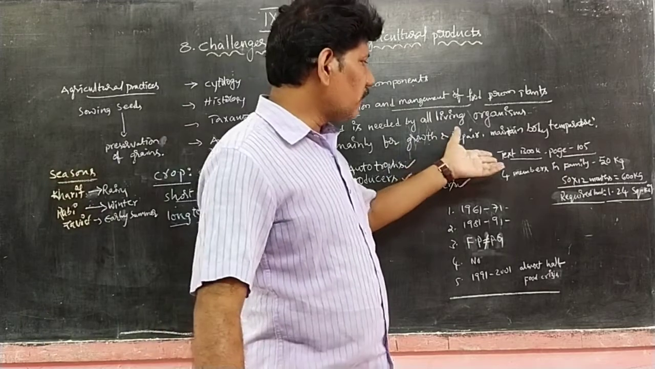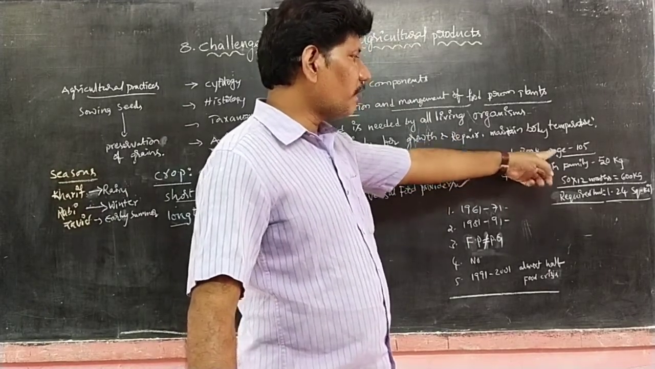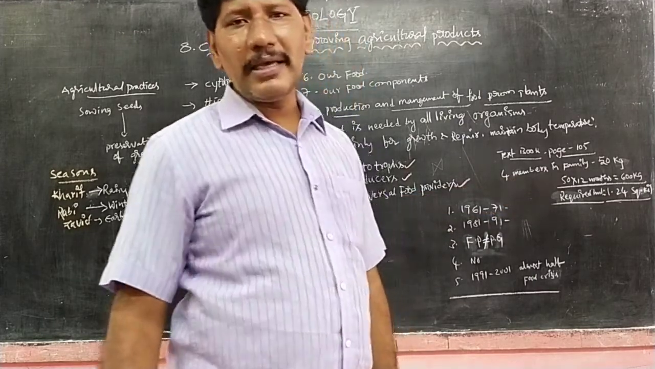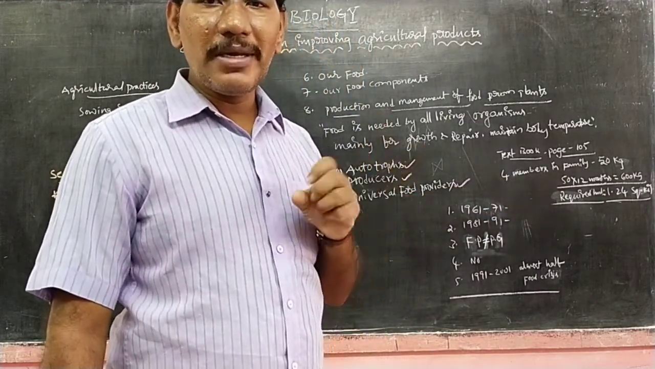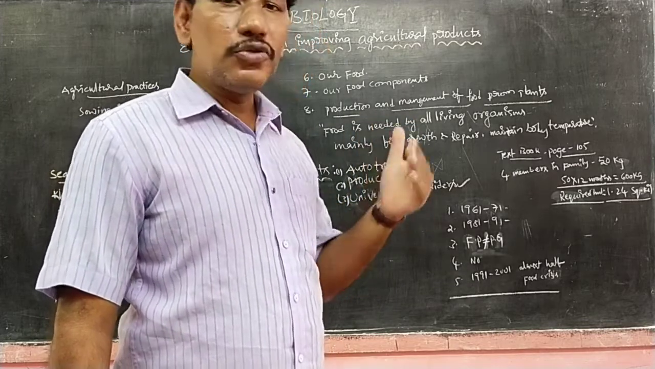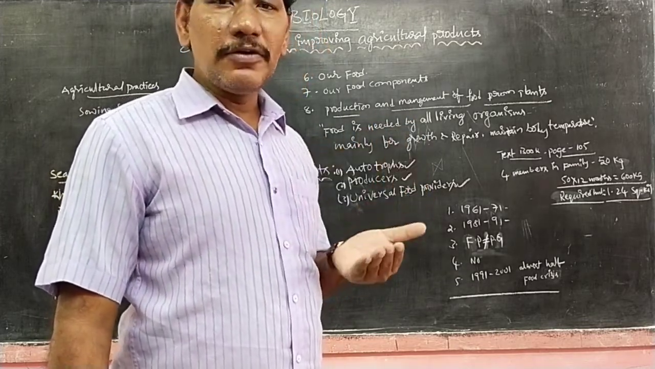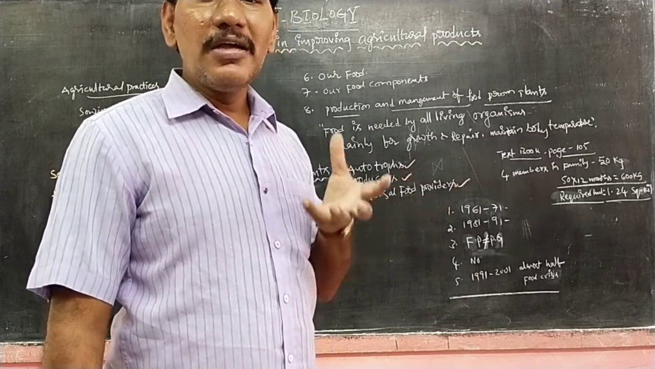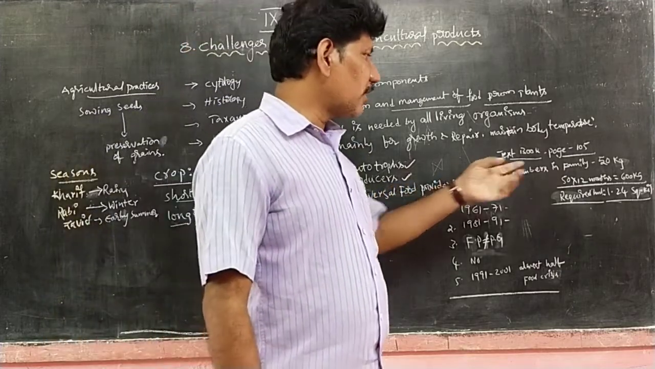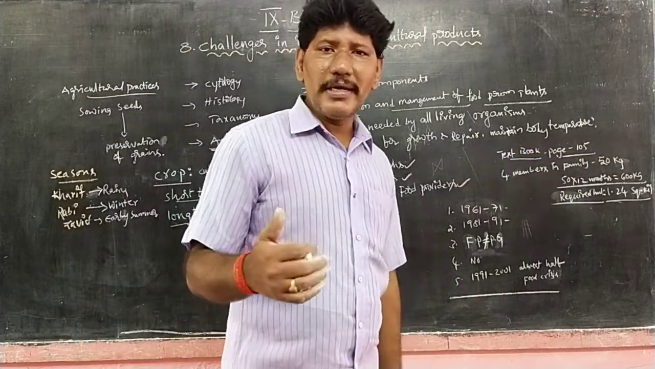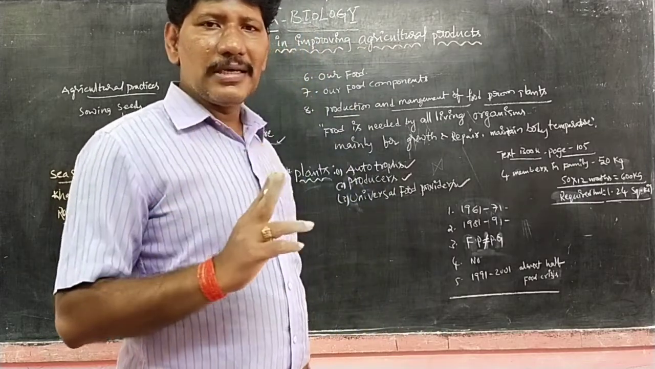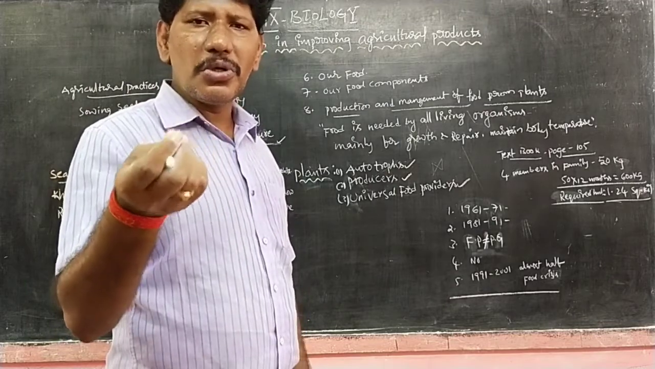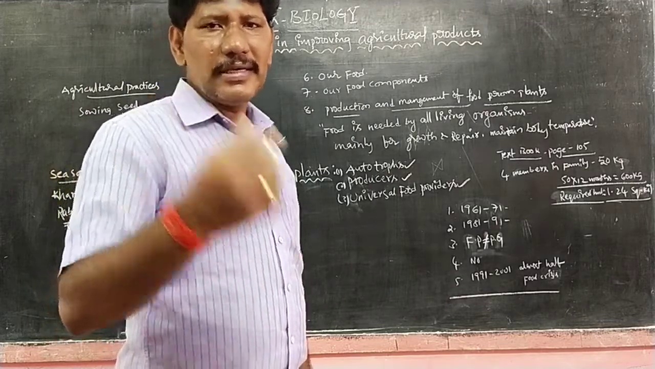So let us take an example. Go through textbook page number 105. For example, if you have 4 members in a family, these 4 members can consume nearly 50 kgs of rice per month. So for approximately 12 months, that means 1 year, they require nearly 600 kgs. If we take only 25 kgs, we require 300 kgs.